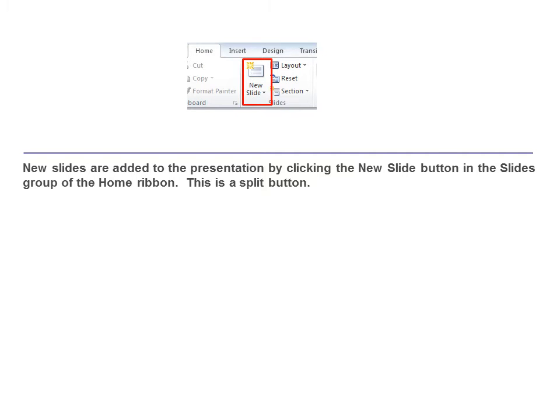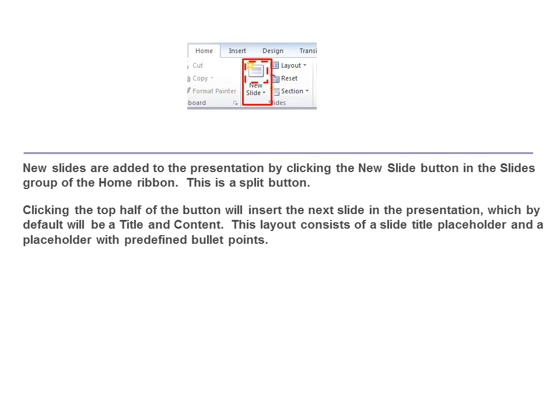New slides are added to the presentation by clicking the New Slide button in the Slides group of the Home ribbon. This is a split button. Clicking the top half of the button will insert the next slide in the presentation, which by default will be a slide title placeholder and content with predefined bullet points.